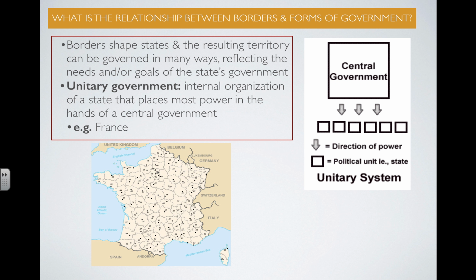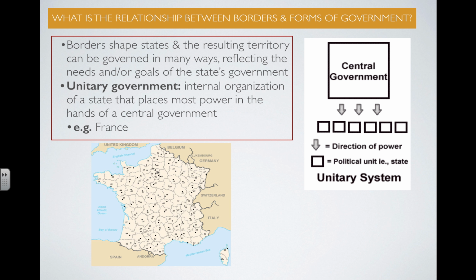So we've talked at this point at length about borders, their role, their function, and on a very basic level, we've already discussed this, that borders shape the state. They give them their defined boundaries. And the resulting territory that can be governed from those borders can be governed in many different ways. And the ways in which a country is governed often reflects the needs of the state or the goals of that particular state's government.